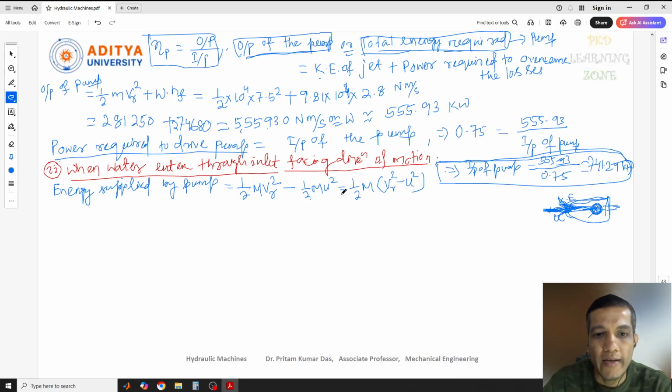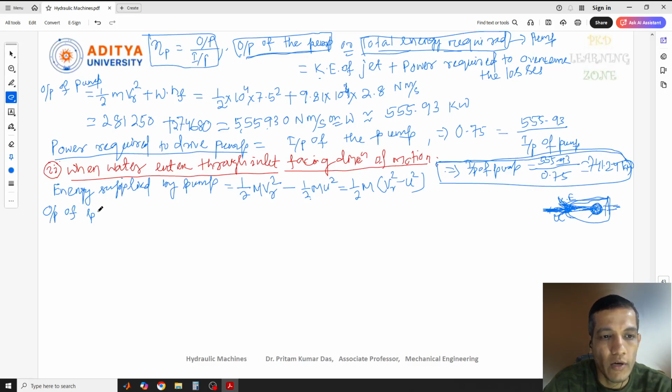So this is one point. Another point is the power supplied by the pump. The power supplied by the pump should overcome the losses which are created here. So again, here also we need to find out the output of the pump.